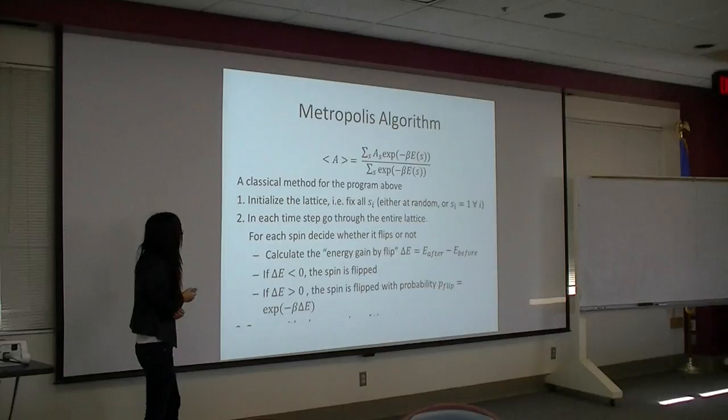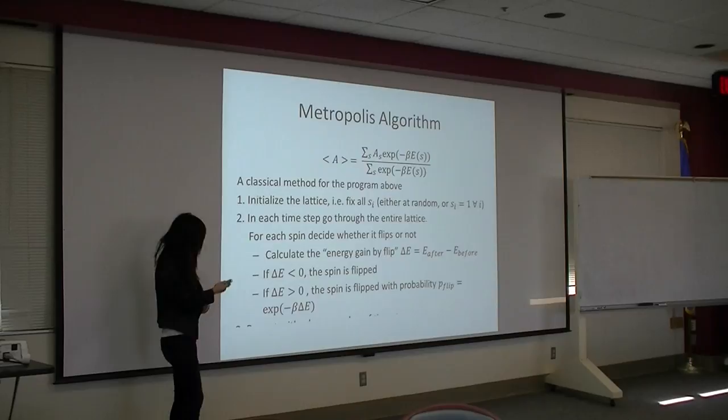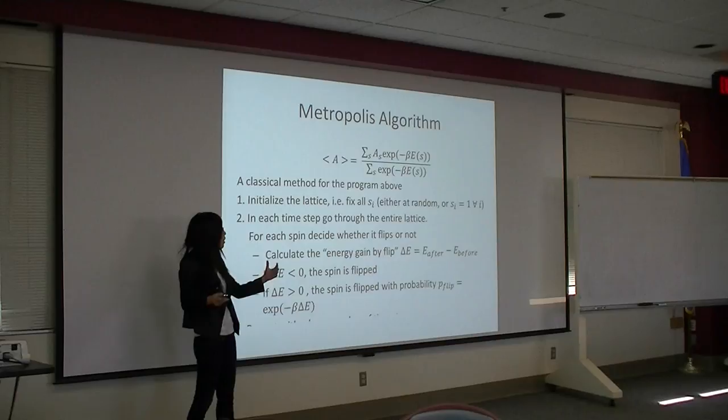So the Metropolis algorithm is just an effective way to calculate the parameters of the systems. Here are some steps for the Metropolis algorithm. So first, we need to initialize a lattice. Maybe we can randomly sample all of the spin values on this lattice, or fix them.